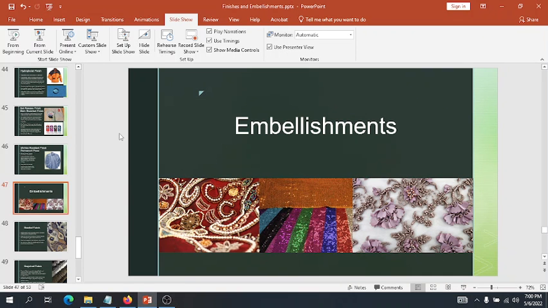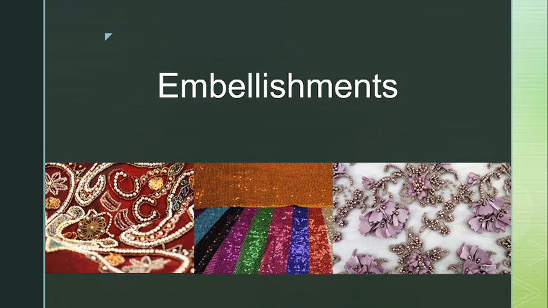Embellishments. Embellishments can be considered a finishing process, but are different than the finishes we've talked about before. They typically involve applying an extra set of labor or items to the fabric, whereas the finishes talked about previously are simply the fabric undergoing a mechanical, heat, or chemical treatment.